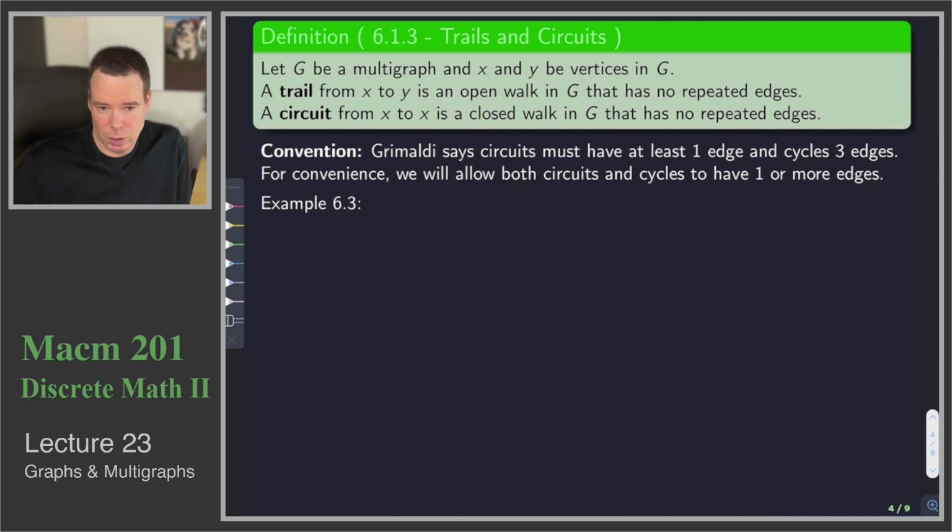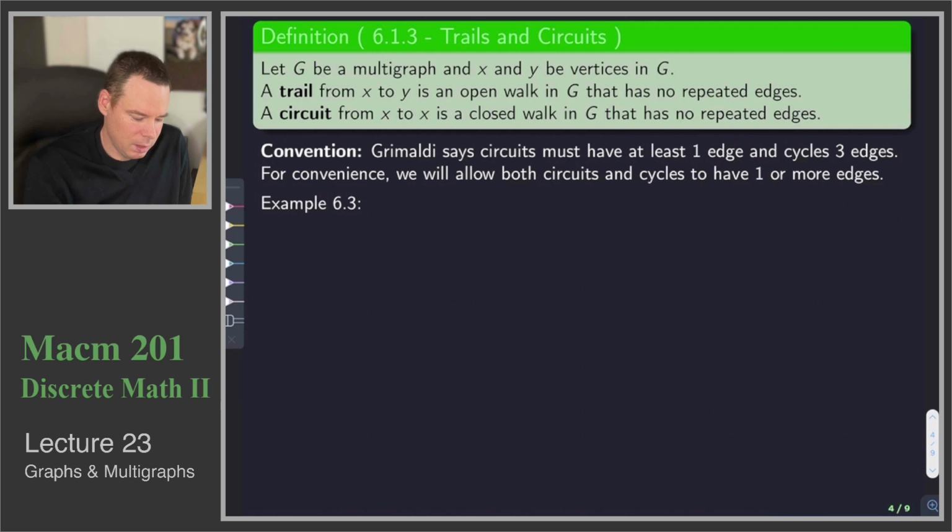We've now got the definition of a walk. Walks with specific properties get called by other names. So for example, a trail from X to Y is a walk. It's an open walk because we're going to assume we don't start and end at the same vertex. We're assuming X is different than Y. But it's a walk that has no repeated edges. That's what we're going to call a trail. So we start at X, we wander around the graph, and we end at a different vertex, and we never repeated an edge twice.